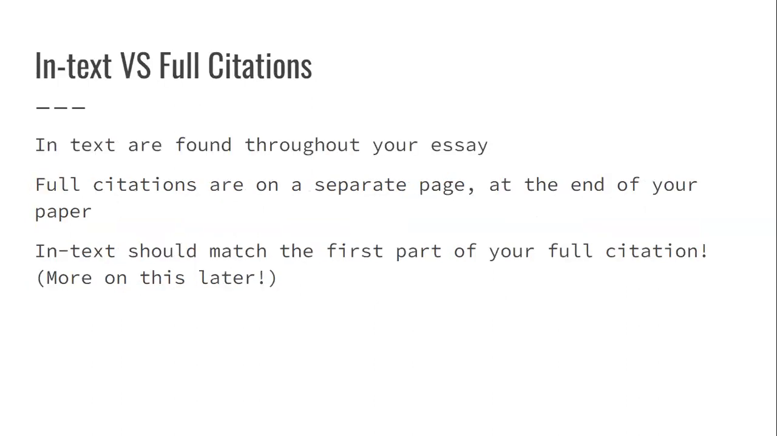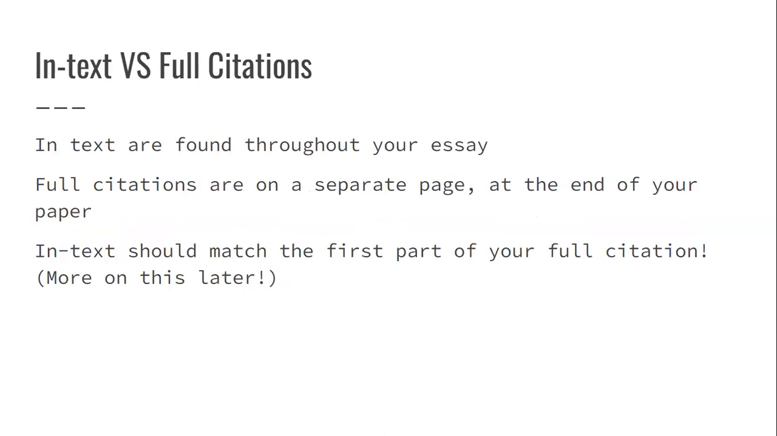There are two types of citations to keep in mind. One is the in-text citation, and then the full citation comes at the end of your paper. So in-text citations are found throughout your essay, for example. This is going to give your reader a very short clue that you have incorporated information from an outside source and used it in your paper.